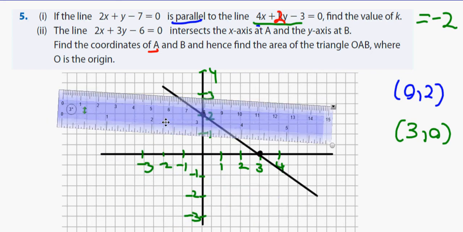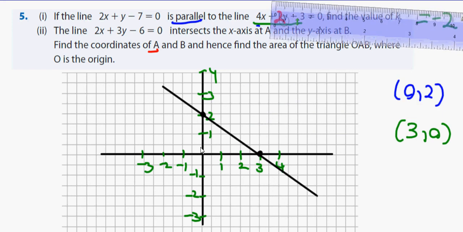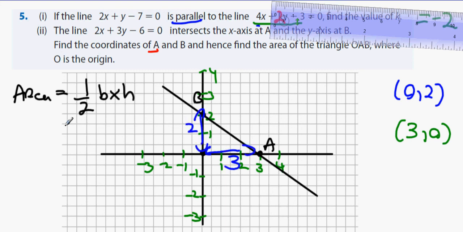Find the area of the triangle OAB, where O is the origin. What it wants us to find is the triangle O, where A is the x-axis point and B is the y-axis point. Now remember, the area of a triangle equals a half base multiplied by height. We can say that the base is 3 and the height is 2. So it equals a half times 3 times 2. Put that into your calculator and you're going to get 3 units squared.